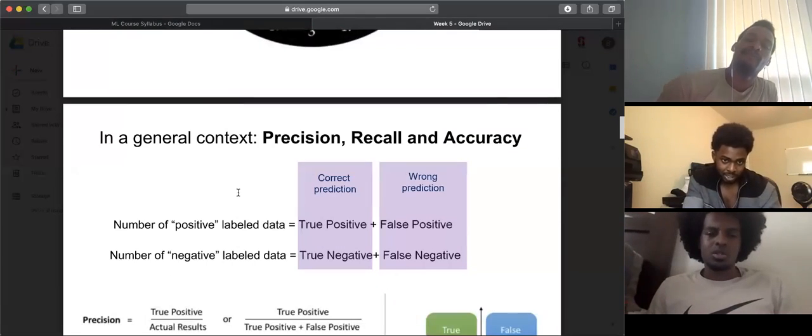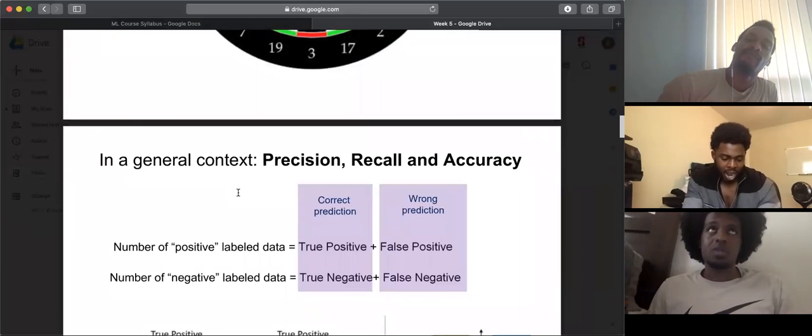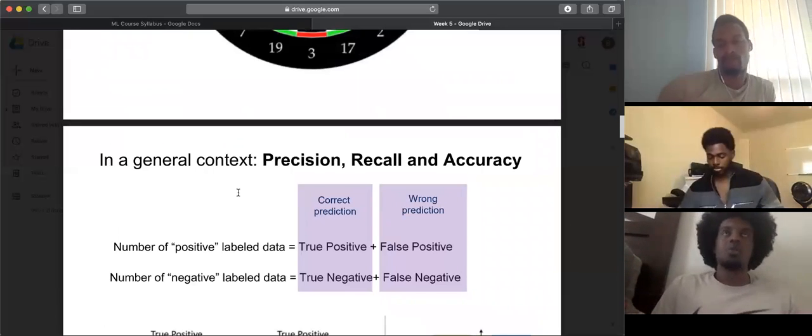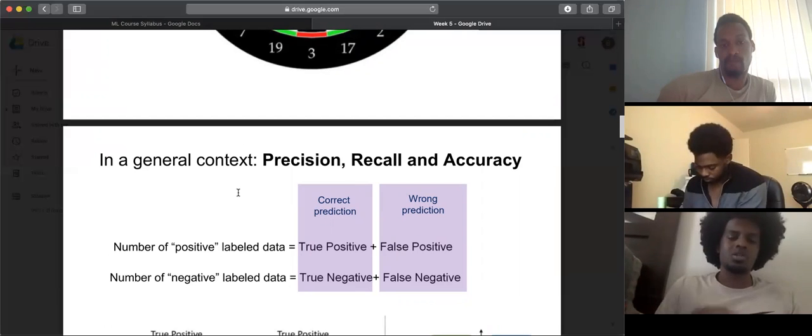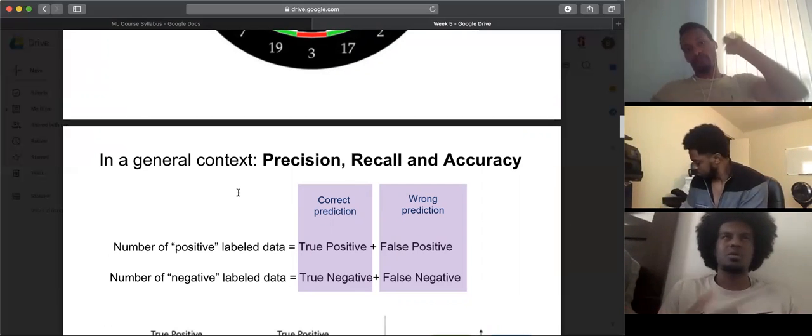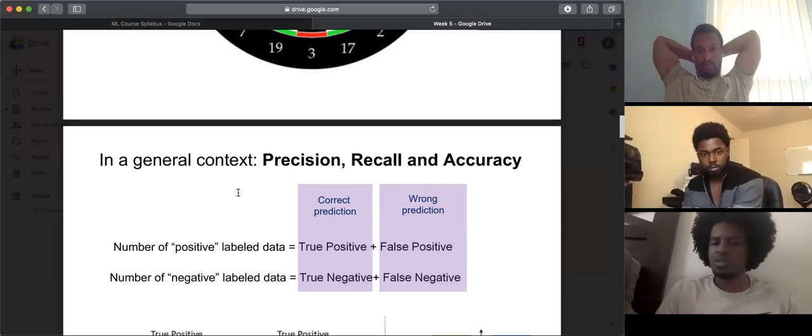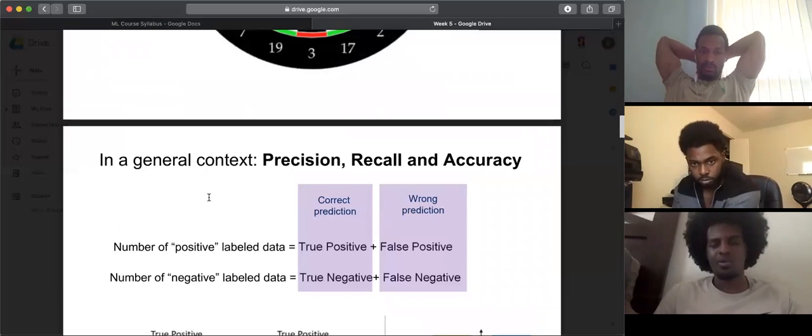In a lot of machine learning, we look at precision, recall, and accuracy specifically because you care about your predictions. It's not just about your predictions and your outcomes. It's about your true positives, your true negatives, your false positives, and your false negatives, as a way to determine how well your system is performing.